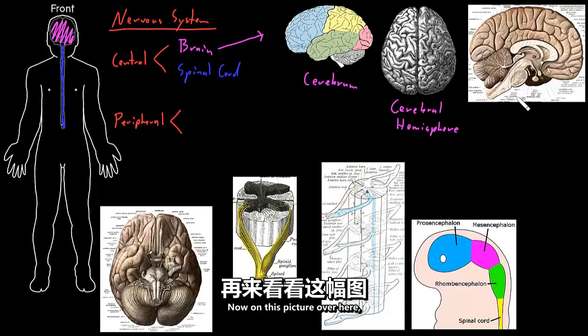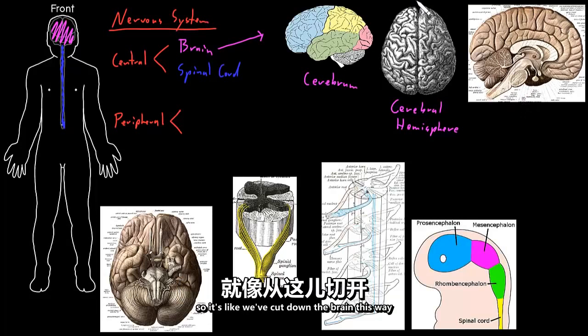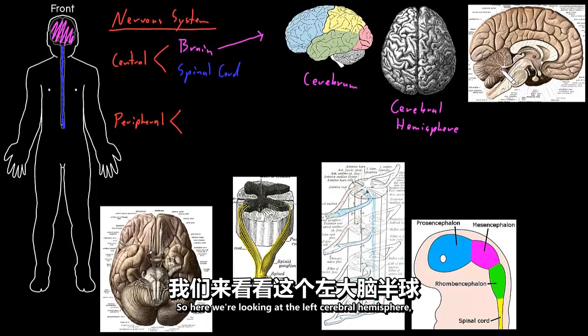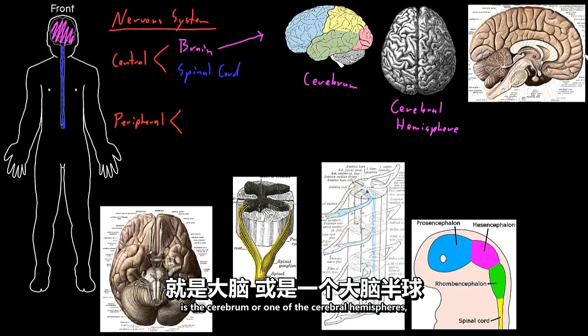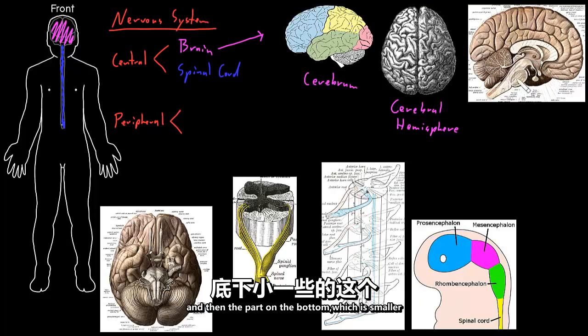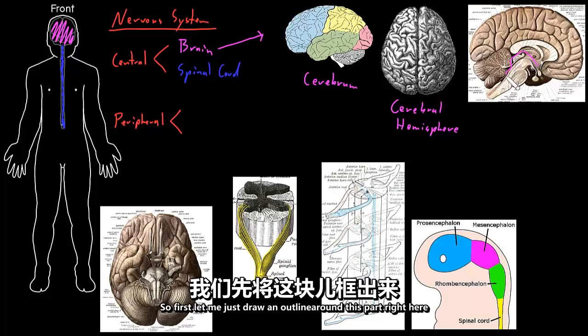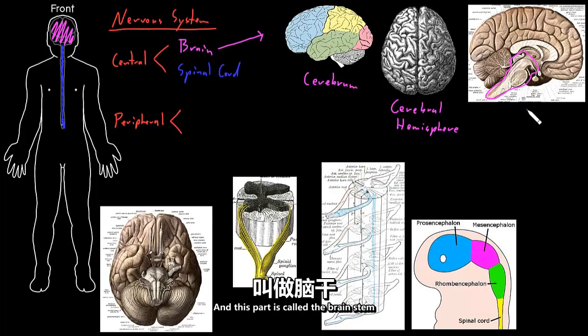Now on this picture over here, we're actually looking at the middle part of the brain. So it's like we've cut down the brain this way and separated the left and the right cerebral hemisphere. So here we're looking at the left cerebral hemisphere, but we're looking at it from this direction. And we see that all of this stuff on the top is the cerebrum, or one of the cerebral hemispheres. And then the part on the bottom, which is smaller, we divide into two other parts. So first, let me just draw an outline around this part right here. And this is the part that hooks onto the spinal cord down here. And this part is called the brain stem.